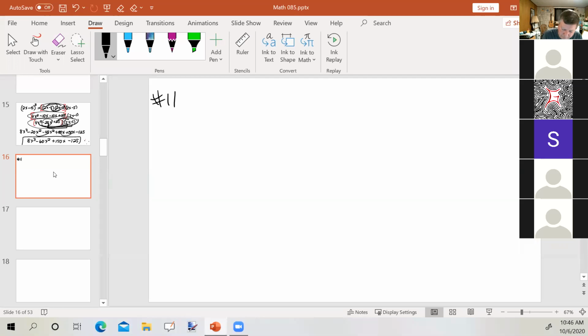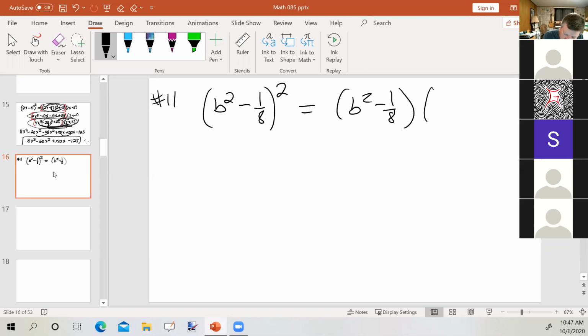It was b squared minus 1/8, and then that's in parentheses, and it's to the second power. Okay, so b squared minus 1/8, the quantity squared. Is that the whole problem? Yes. All right. So we've got two factors of b squared minus 1/8, like that.